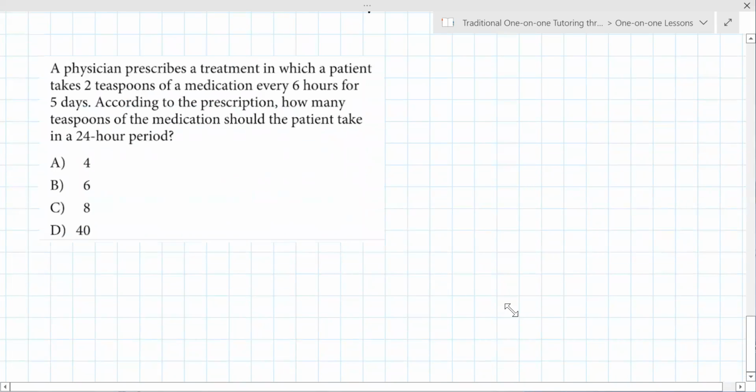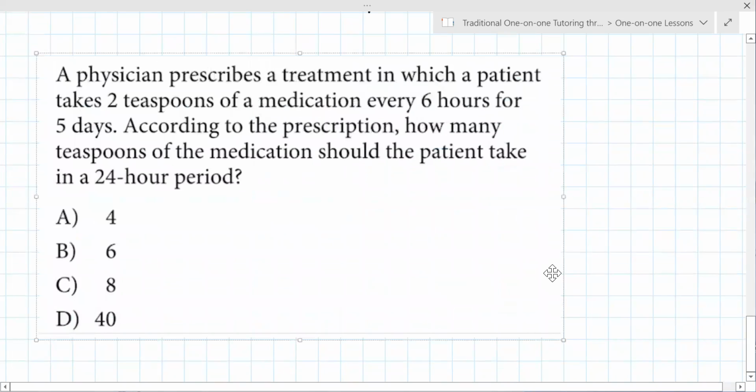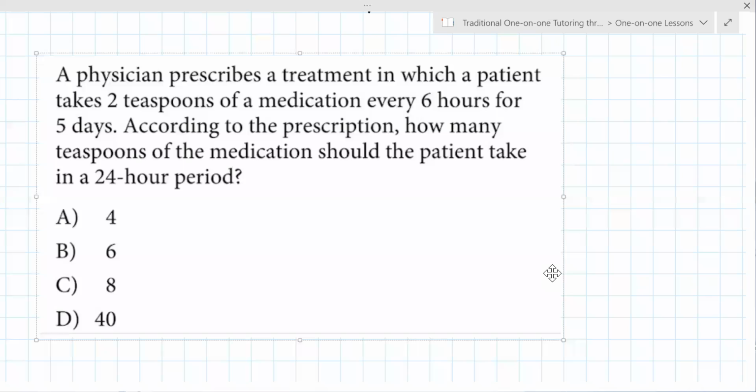But this one's gonna be a little different. It's teaspoons and medication. It's actually the same type of question. So, go ahead and read it out loud for us, please. A physician prescribes a treatment in which a patient takes 2 teaspoons of a medication every 6 hours for 5 days. According to the prescription, how many teaspoons of medication should the patient take in 24 hours?